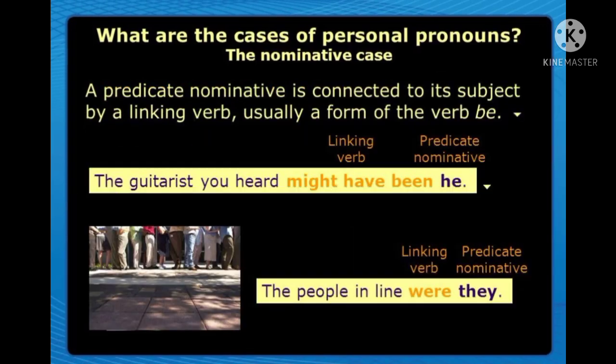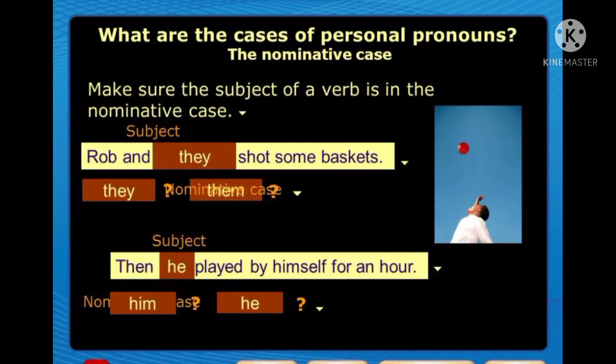A predicate nominative is connected to its subject by a linking verb, using a form of the verb be. Examples: The guitarist you heard might have been he. The people in line were they. Please answer the two sentences below.